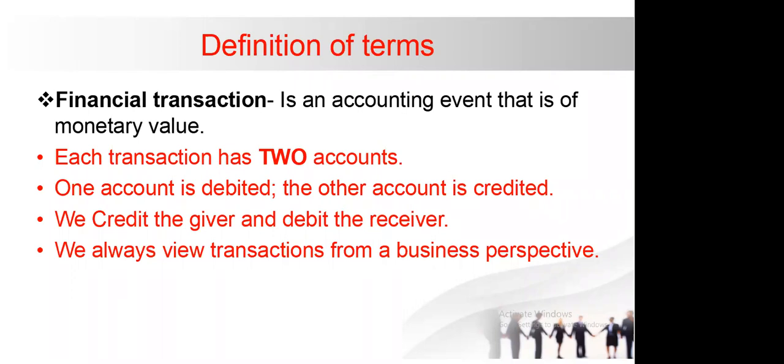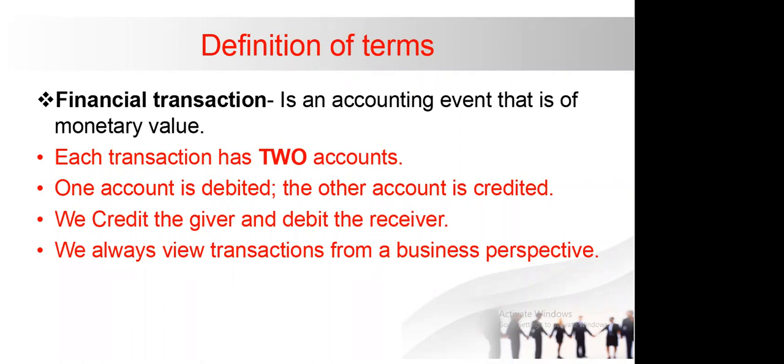Perhaps you would want to take this down, because it forms what we call the double entry bookkeeping system, which is of vital importance when we try to balance our accounting equation. It is the reason why our accounting equation remains in balance. So number one, each transaction has two accounts. No matter how small the statement is, there must be two accounts.